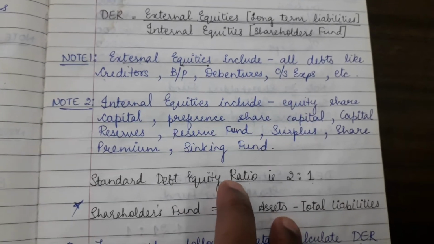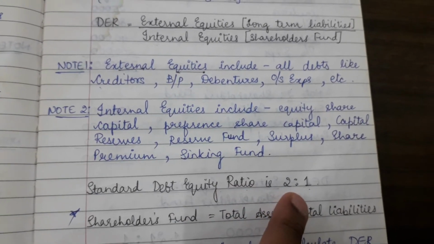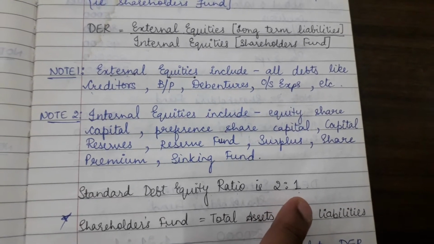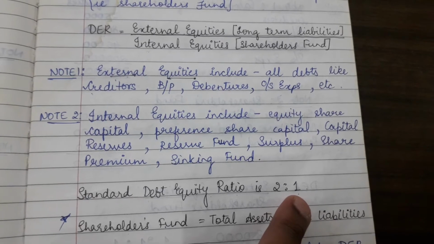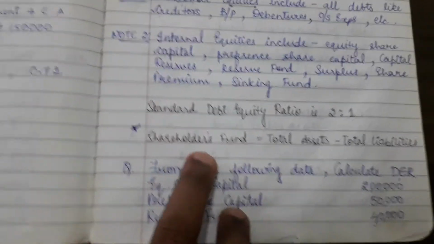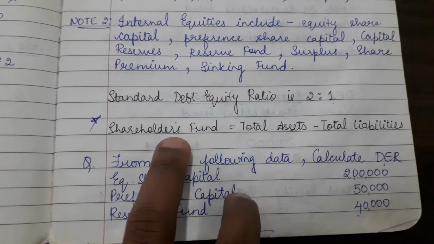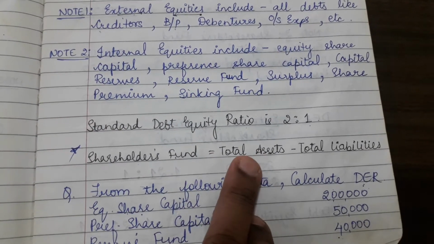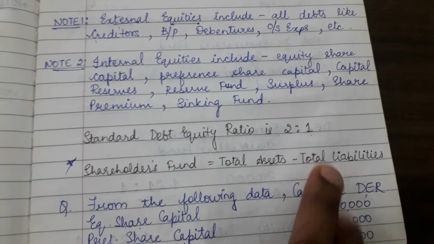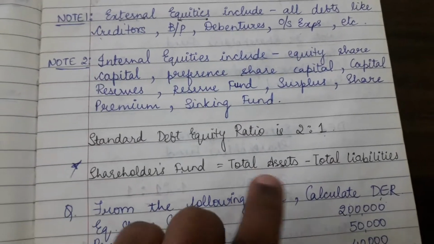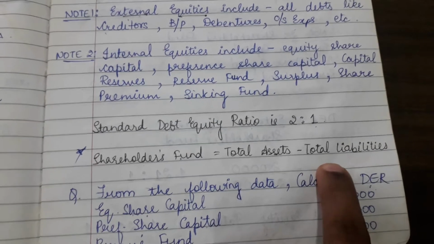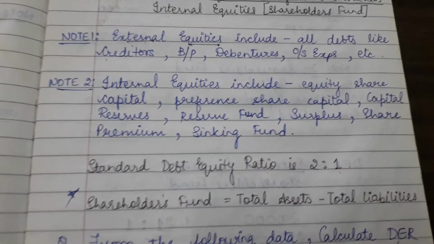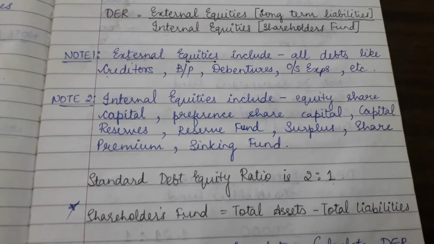What is the standard of debt equity ratio? Debt equity should be 2:1. It means long term liability should be 2, so my internal equity should be 1. That is the standard debt equity ratio. So how to find out shareholders fund? Very important: total assets minus total liabilities. Whatever they give, we have to subtract total liabilities from total assets. In the next class or next video, we are going to check with the problem.